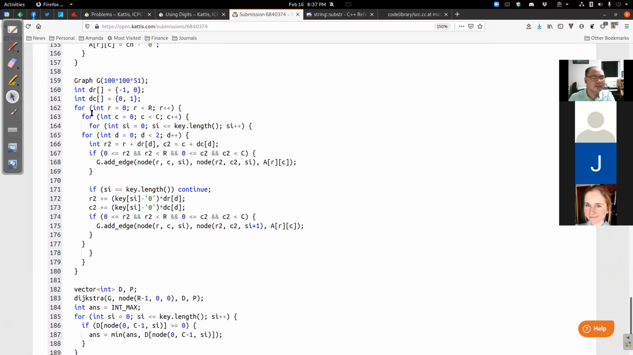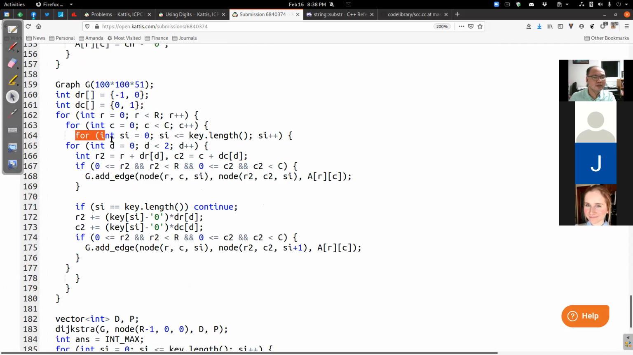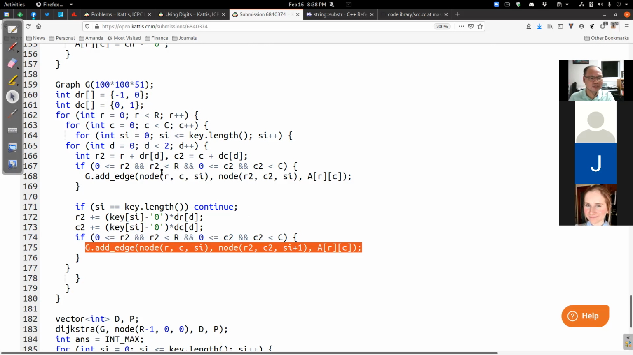So basically, for every node, I double loop all the cells. And then here, for each key length, for each of the 2 directions, I'm using this direction trick, look up and look right. This is the destination if I look up or look right, whichever way it is. If it is inbound, then I add an edge. And then I make sure that I haven't used all of the digits. And this basically just figures out where I would end up if I skip. And then I add an edge if it's inbound. So it's a little bit complicated, but basically I set up this graph.